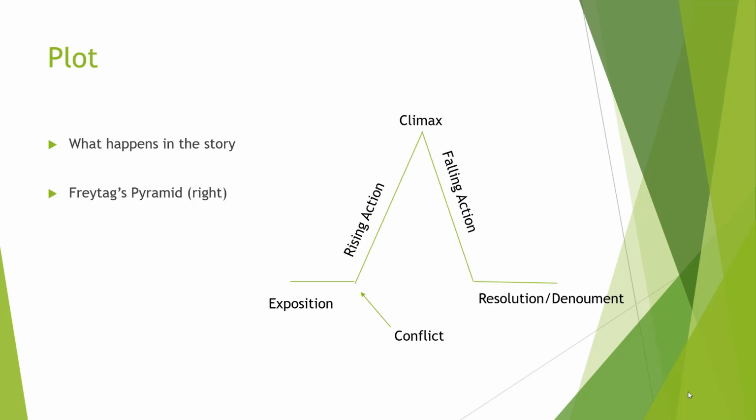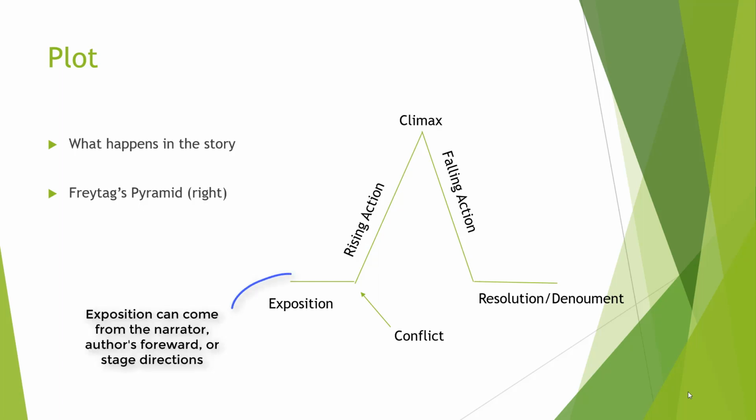The plot is essentially what happens in that literary work. The most common way to map out the typical plot of a literary work is Freytag's pyramid. And odds are pretty good that if you studied Shakespeare in high school, you've probably seen this before. You begin generally with exposition from the author. This is the background information. It establishes the who, what, when, where, and why.